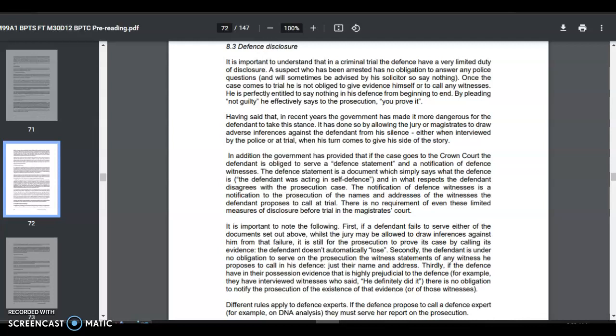But if the prosecution has that kind of evidence against the defense, then the prosecution does have the obligation to provide the court and the defense with those witness statements that are going against the defendant's case. So the defense disclosure is quite limited in comparison with the prosecution disclosure.